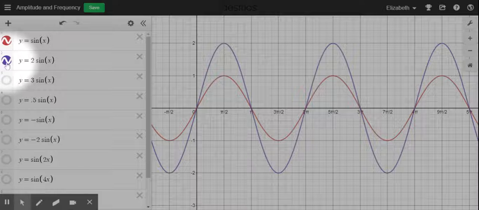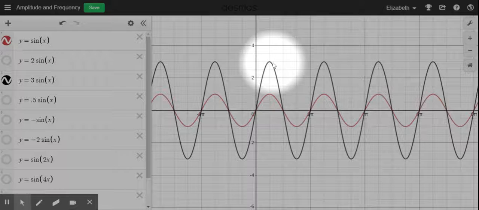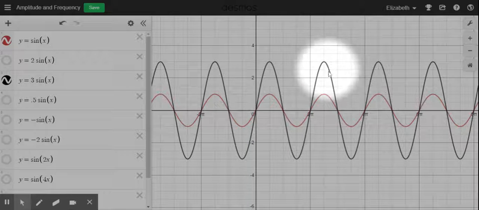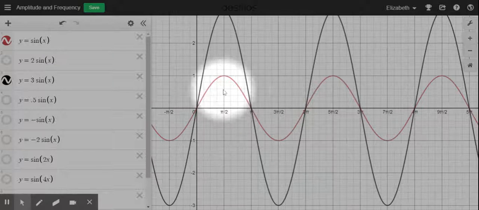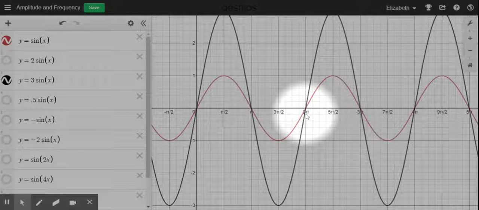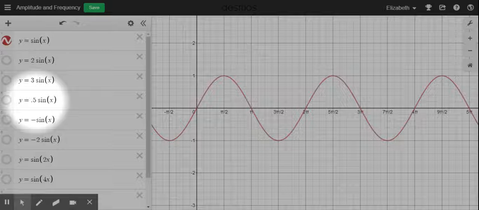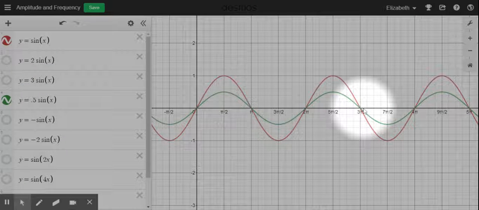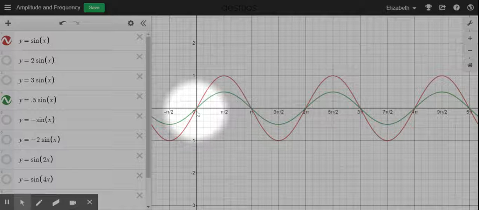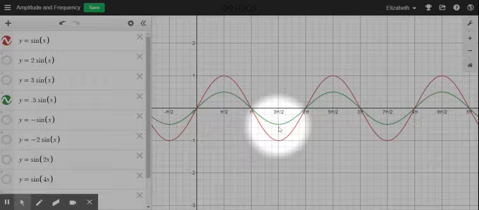If we turn on the one that has a 3 in the front, let me zoom out for you a little bit. It goes up to 3 and down to -3, up to 3, down to -3. That same idea, it still crosses the x-axis at all of the same points. Okay, we turn that one off. Now let's put a fraction out in the front, something less than 1. Look what happens when we put 0.5. It crosses the x-axis at all of the same points as our original function, except now it's only going up to 1/2 and down to -1/2. So the height of the graph is what changes.